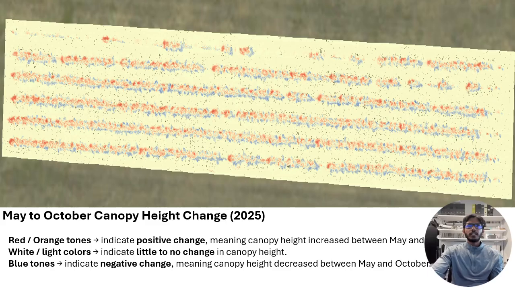So this is the final output. Most vineyard rows show red and orange tones indicating overall canopy growth during the growing season. However, the presence of blue patches highlights localized areas where canopy height decreased or showed variability. These reductions may be due to vine stress, pruning effects, environmental conditions, or minor photogrammetric inconsistencies.